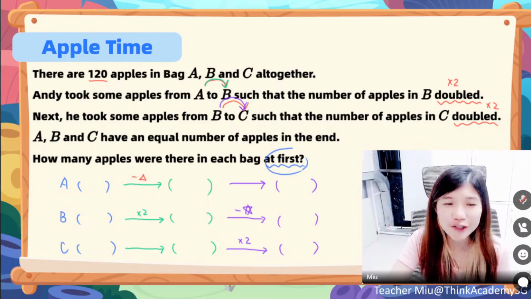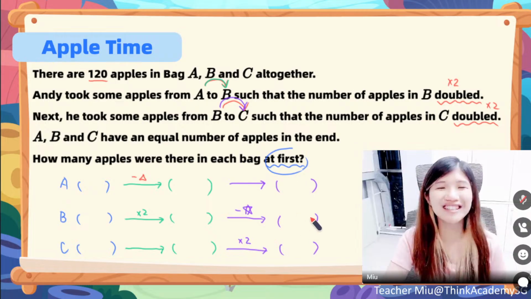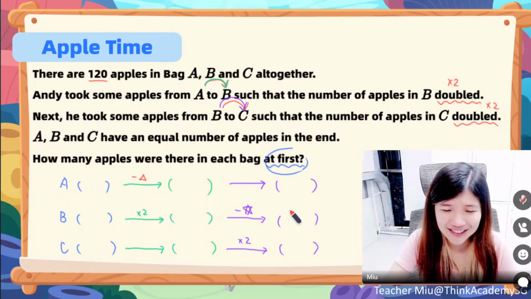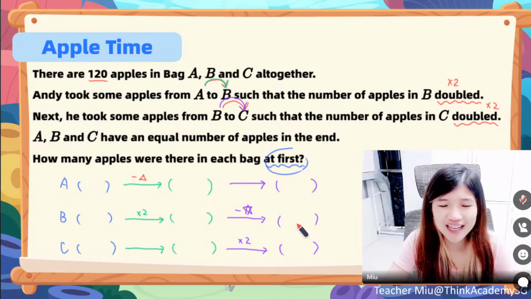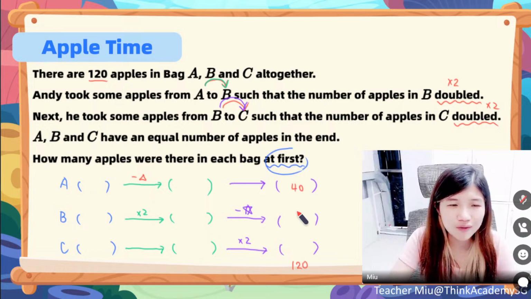Hey guys, do you know that in the end, how many apples they have? In the end, do you know in each of the bags how many apples? Altogether, you have 120 as a sum and they got equal numbers. Well done. That must be 40 each.